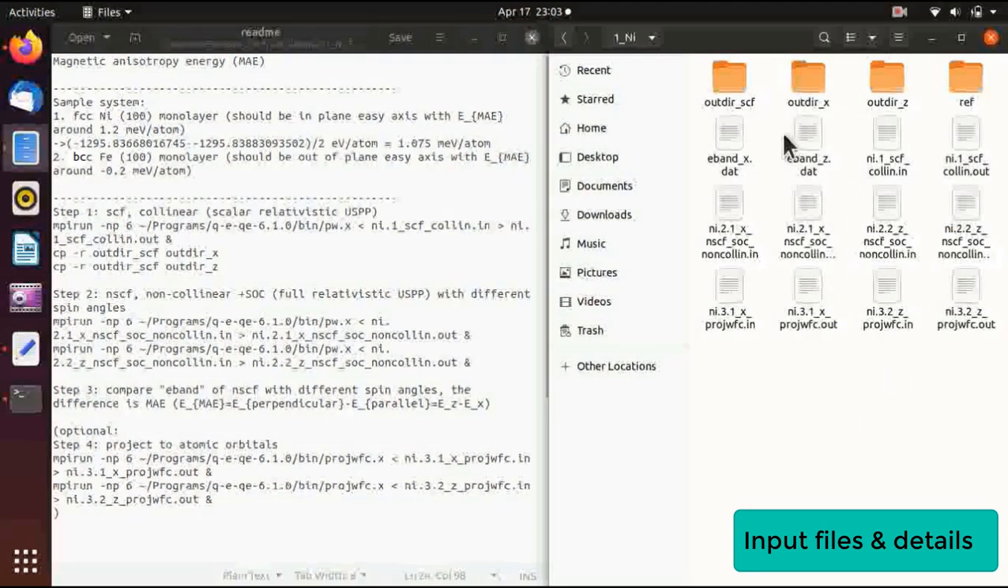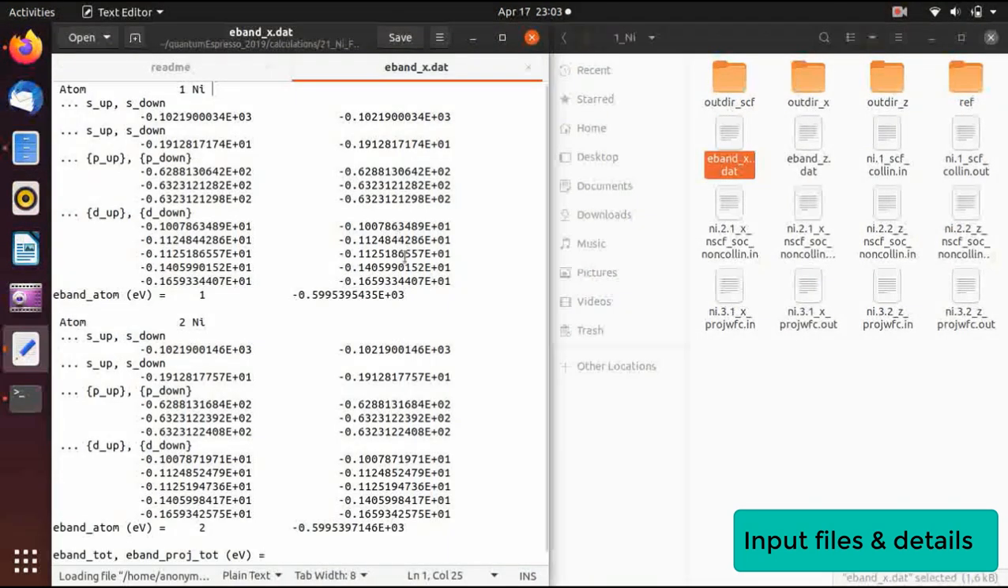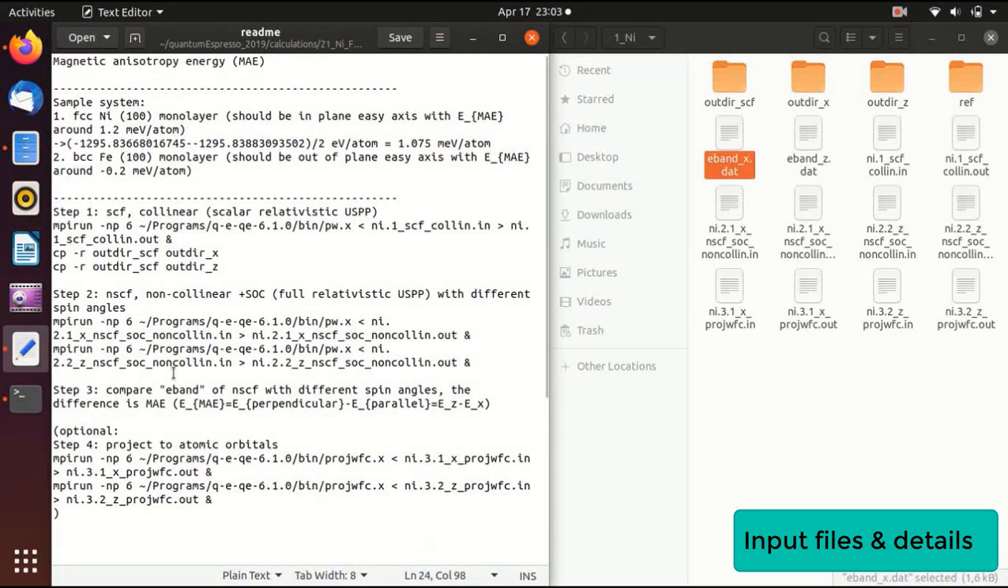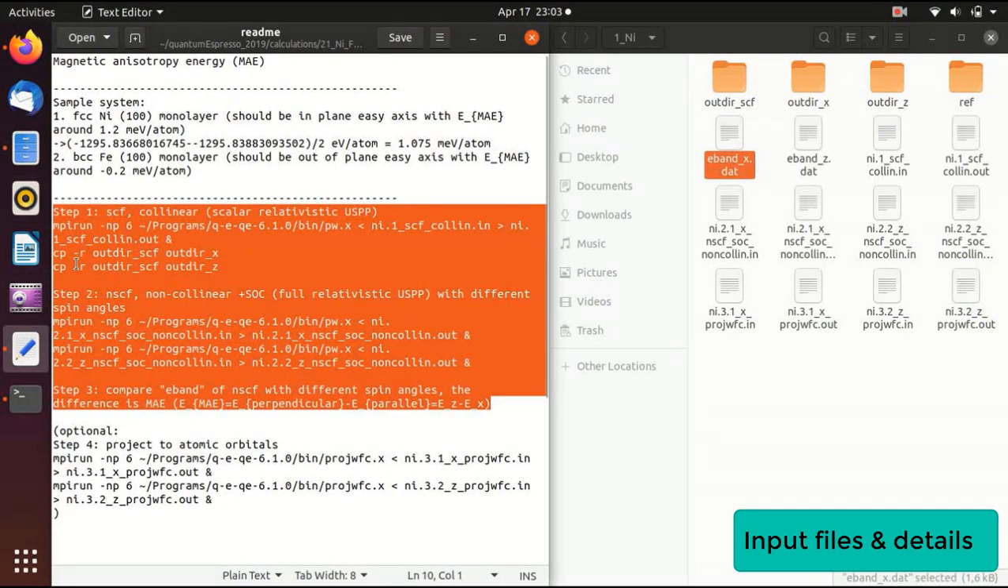What you can see in the output file here is that it actually writes everything down in different orbitals, yeah, and then you can analyze the file. But this is beyond the reach of this video. But for simple magnetic anisotropy energy calculation, you just need those steps here, yeah.